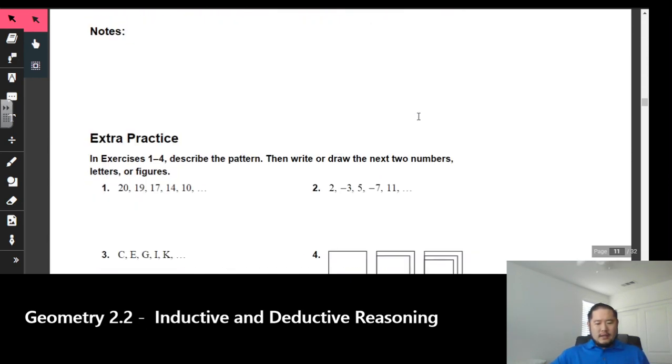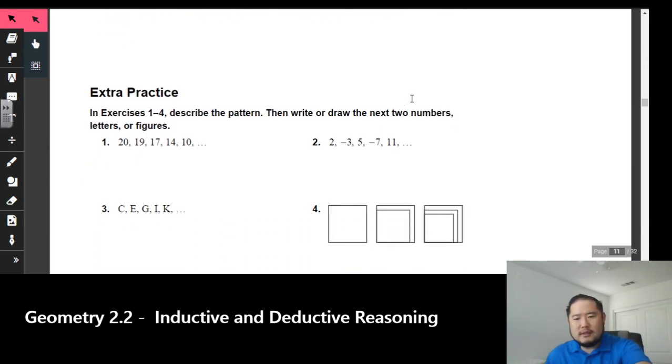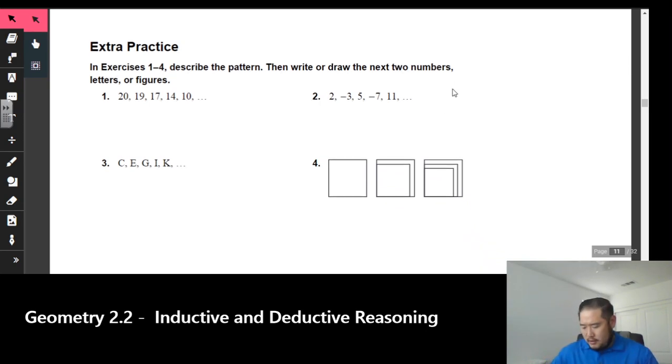All right, so let's take a look at some examples to help you understand, or see if you understand, the concepts that we just talked about. The first one right here says describe the pattern and then write or draw the next two numbers. So I'm looking right here: 20, 19, 17, 14, 10. What is going on?